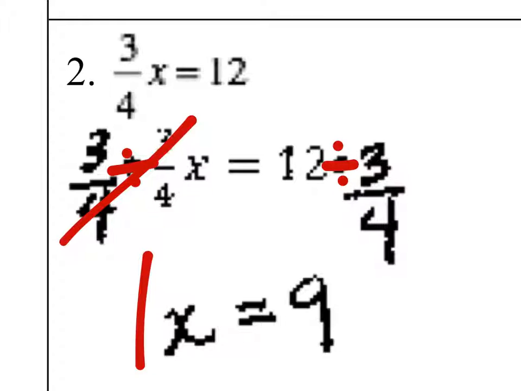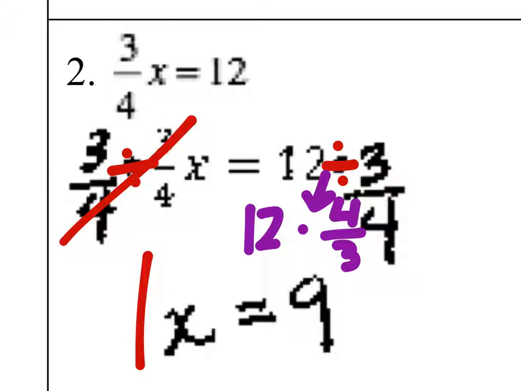Of course, we don't actually divide by fractions. We would end up multiplying by 4/3. And again, this is where a calculator becomes handy. When we multiply 12 times 4/3, we get 16.